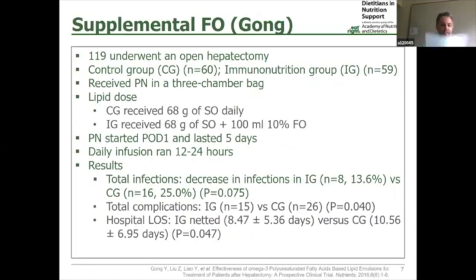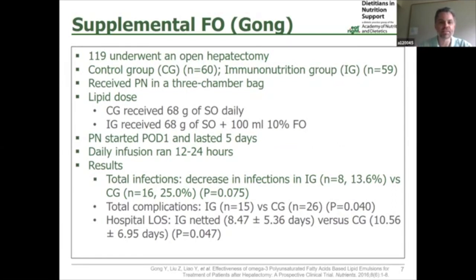The first one is a study by Jiang in 2016. All patients either had an underlying diagnosis of metastatic liver cancer or intrahepatic bile duct cathesis. All patients underwent a liver resection. There were two groups, those that received the soybean and those that received soybean plus fish oil. The rest of the information is on the slide provided below.